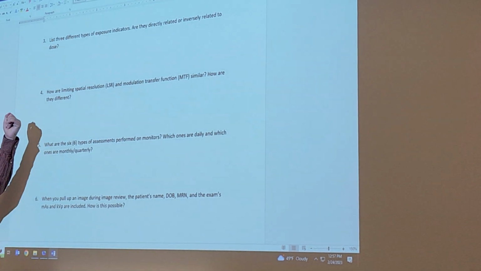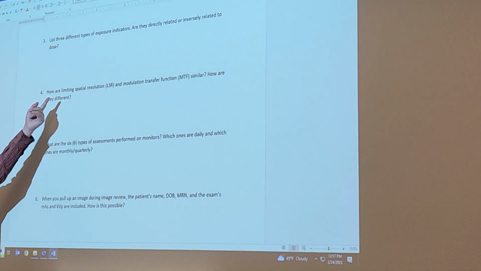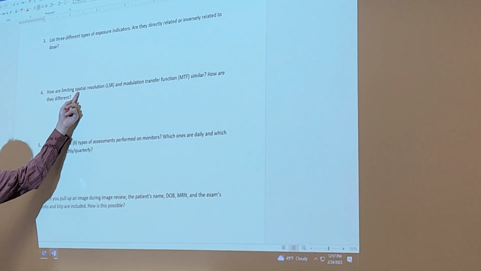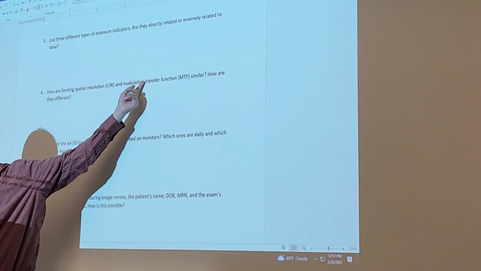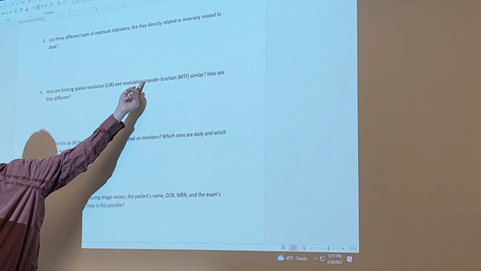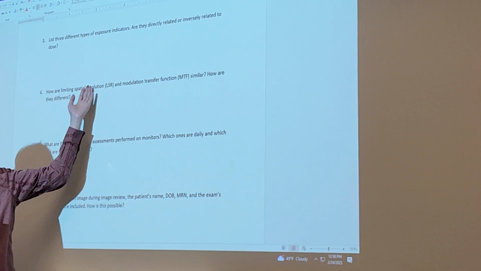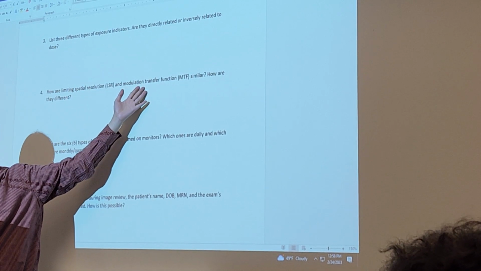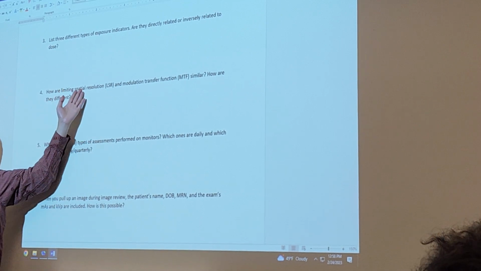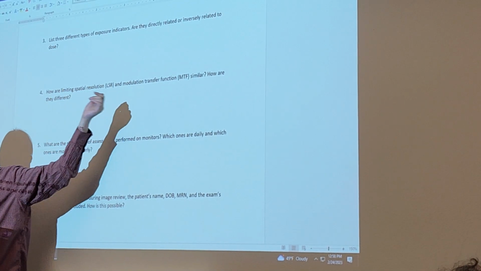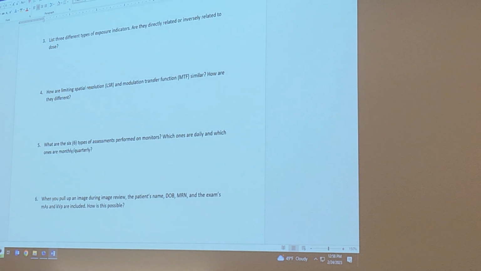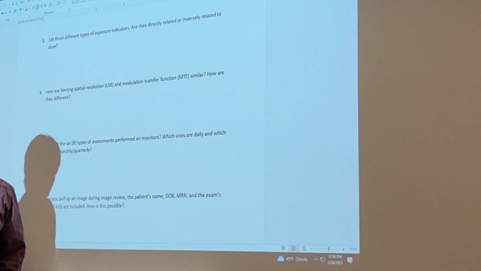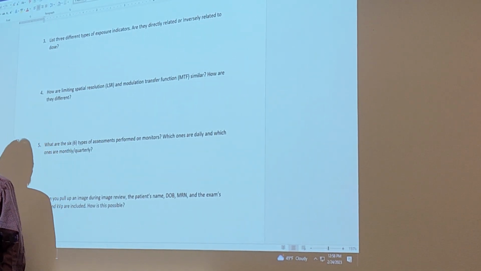So what do these describe? Spatial resolution. What does this describe? Spatial resolution. So how are they similar? They both measure spatial resolution. Very good, right? So they're similar because they both measure spatial resolution. But they are different because LSR does depend on outside factors, MTF does not. One uses amplitude and frequency. All right, so which one uses amplitude and frequency? MTF. MTF, yes, very good.